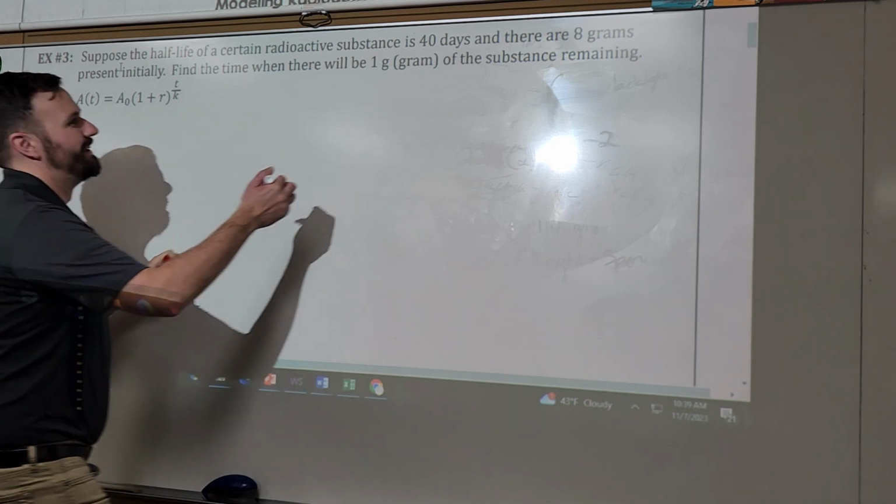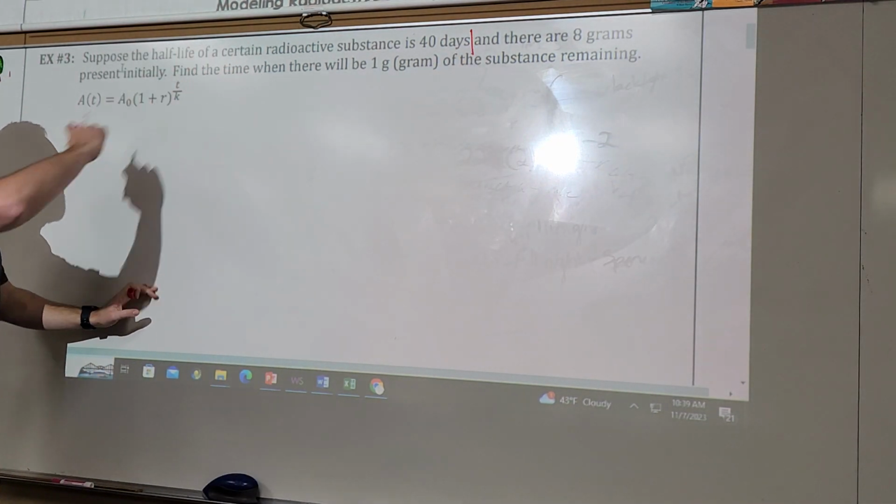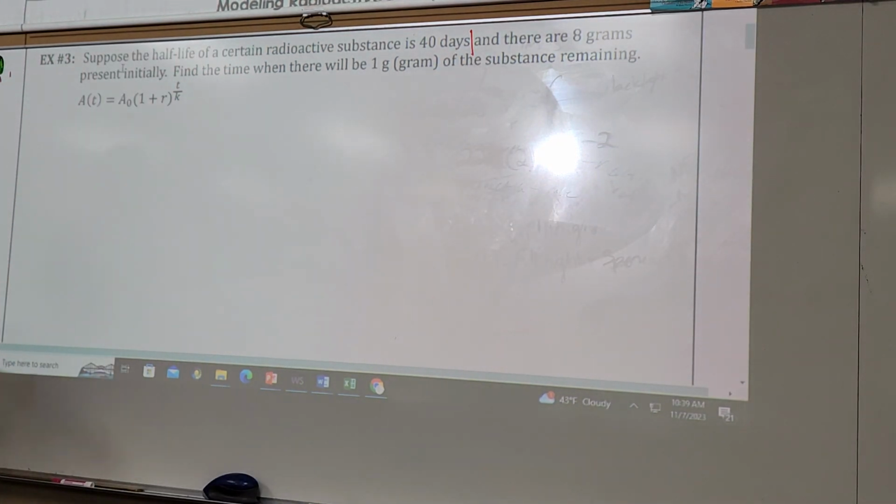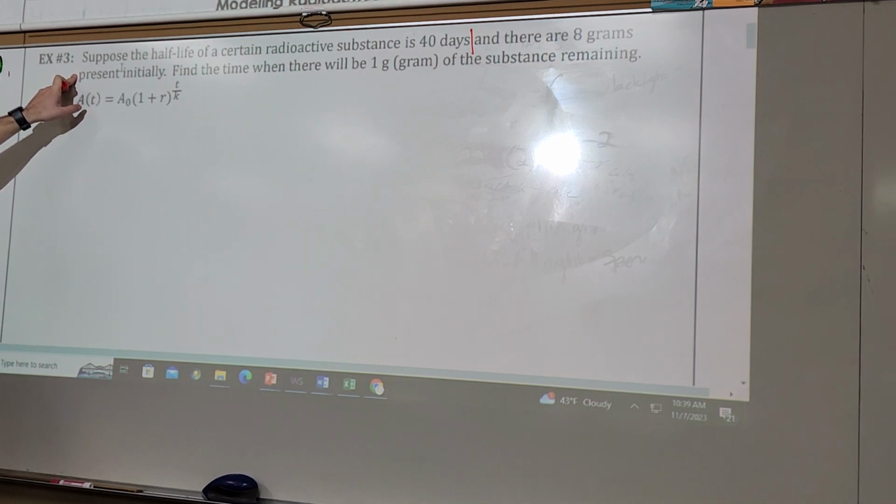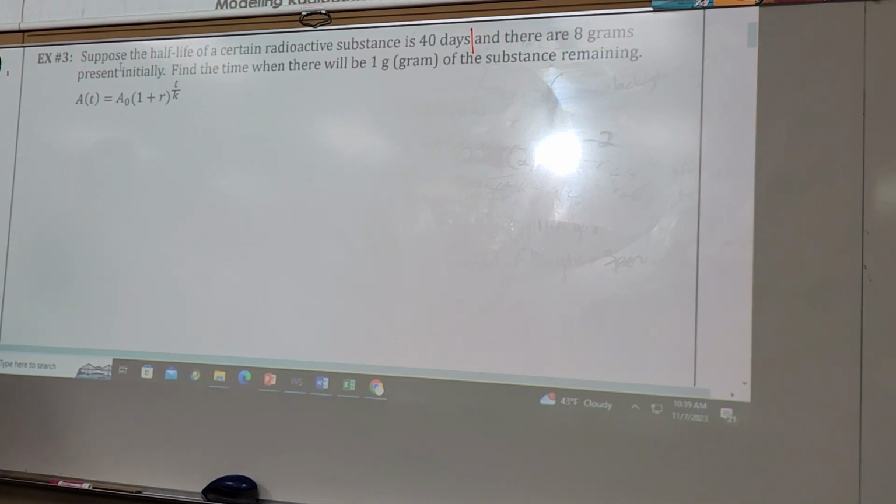Oh no. The half-life is 40 days, and there are 8 grams present initially. Does that make sense? Yeah. Okay. I don't like this formula.